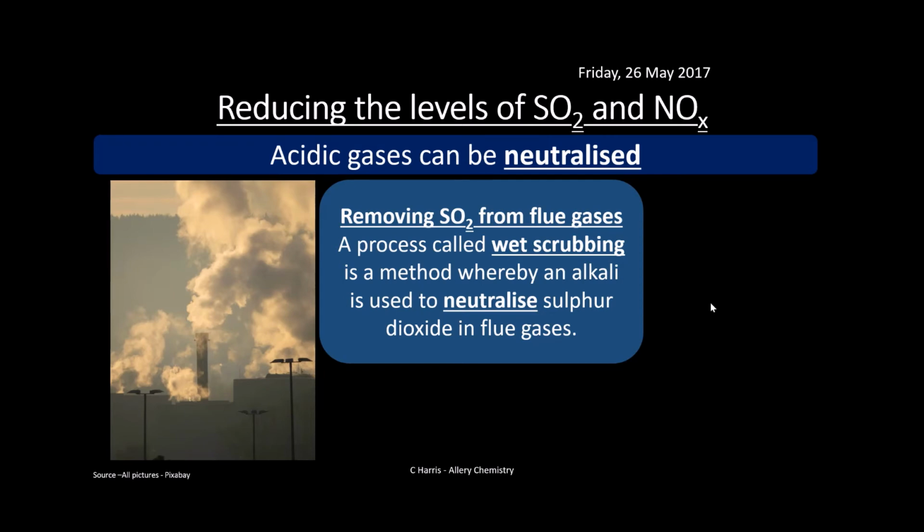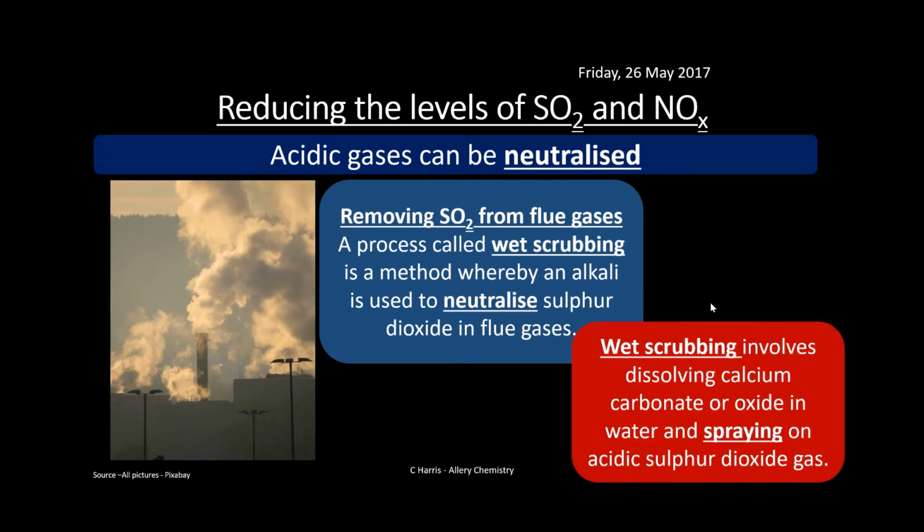It's basically a method where we spray an alkali into the flue gases to neutralize the sulfur dioxide or the oxides of nitrogen. Wet scrubbing is just a solution of calcium carbonate or calcium oxide, either one of them, in water. We spray that onto the acidic gas that's coming out, and it neutralizes it. We can also use some of the products that form. We can make plasterboard from some of it, so it's pretty handy. And we're stopping this from going into the atmosphere, as you can see in this picture.